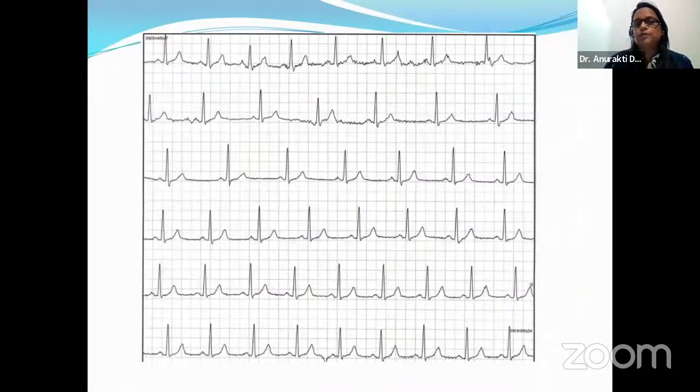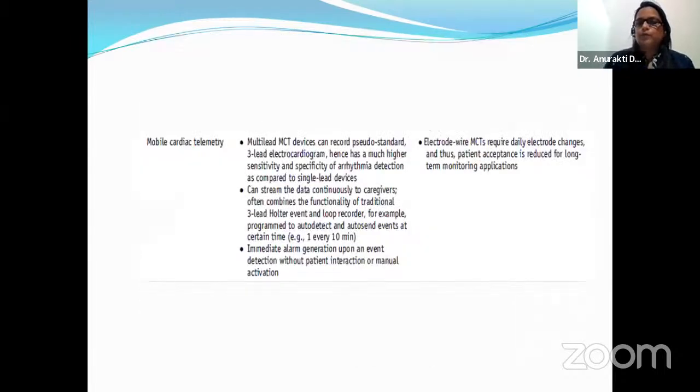This is how an external loop recorder ECG recording looks. Then we have mobile cardiac telemetry, or even inpatient cardiac telemetry, where it is worn by the patient with the same leads and wires. The only thing is it is transmitted in real time to a computer which you can watch sitting in your office, and you can analyze the data. You can intervene on the patient's electrocardiographic abnormalities there and then.